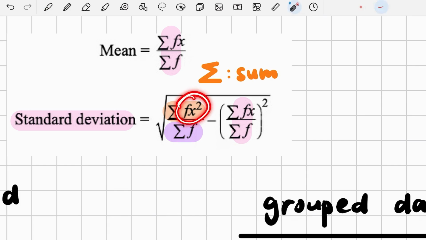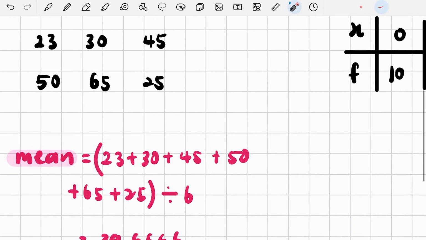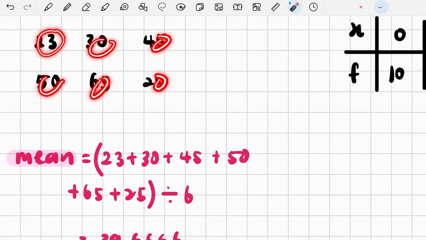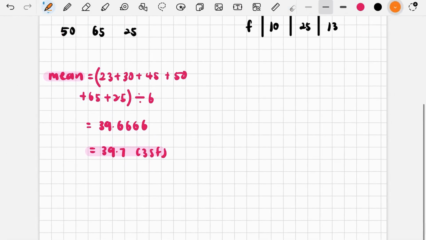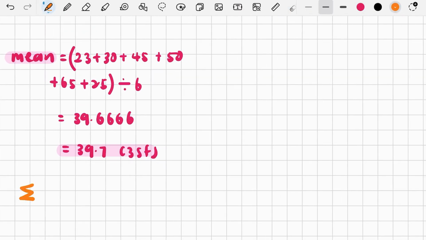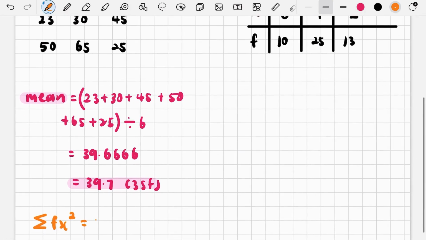So the summation of fx squared, all these are x, right? So f is just the frequency, so it appears one time. So what we have here is that you can just put this down, summation, use the same symbol. But what they are looking at is just the square of the data added together. 45 square, 50 square, 65 square, and 25 square.